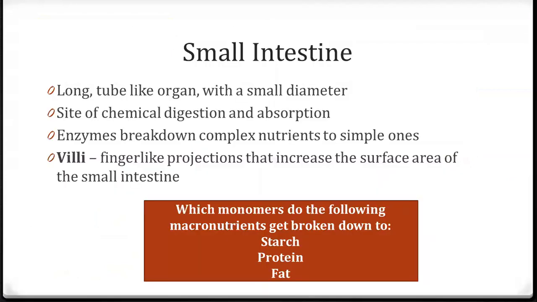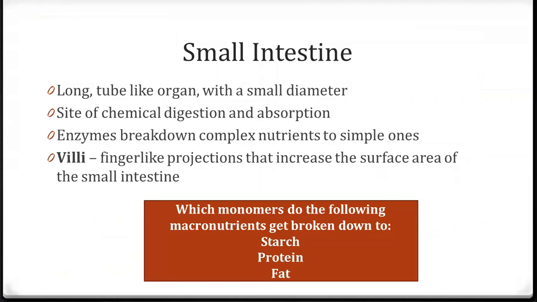And then the small intestine is next. So this is a long tube-like organ with a small diameter. This is a site of chemical digestion and also absorption. Enzymes break down complex nutrients to simpler ones, and villi are the finger-like projections that increase the surface area in the small intestine, which would help break them down faster.